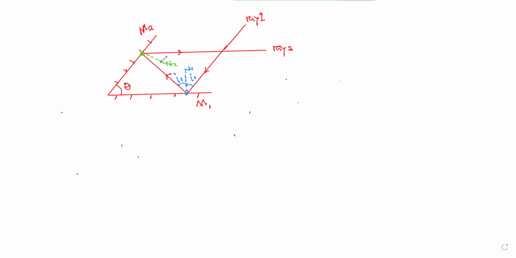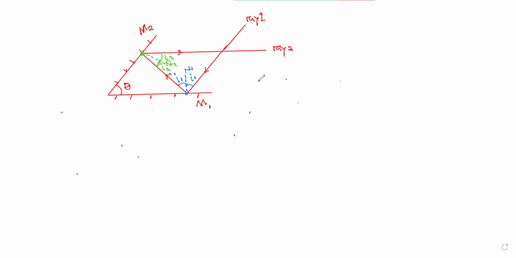So the angle between N2 and the ray is I2. And this is also I2, since the angle of incidence is equal to the angle of reflection.